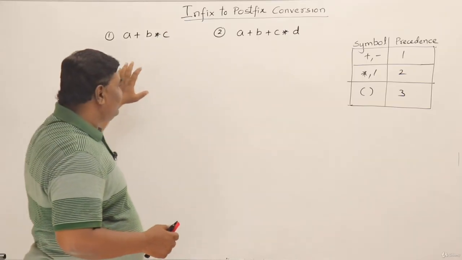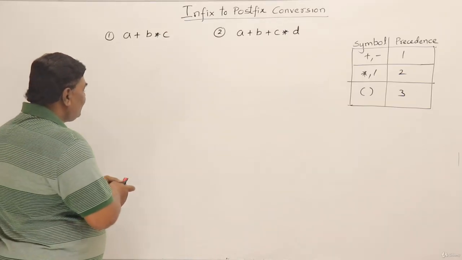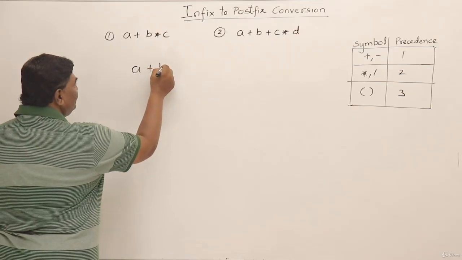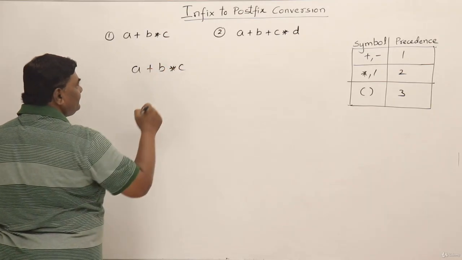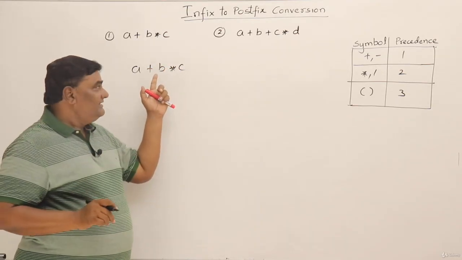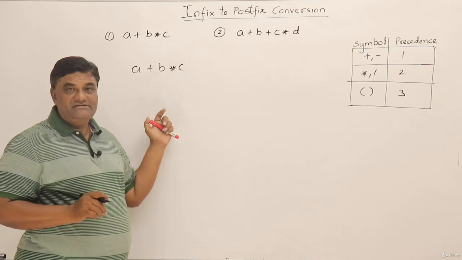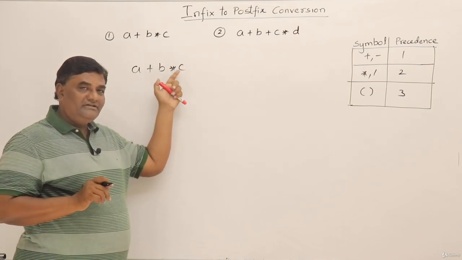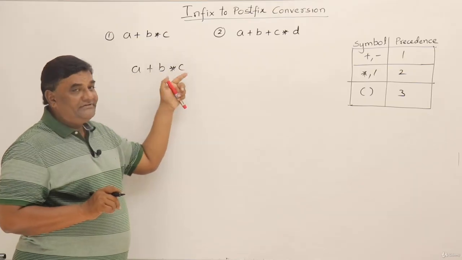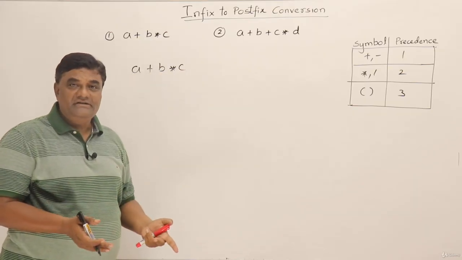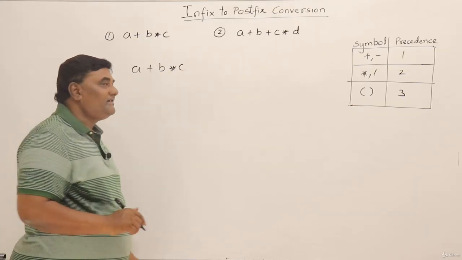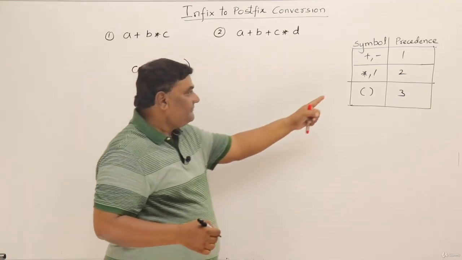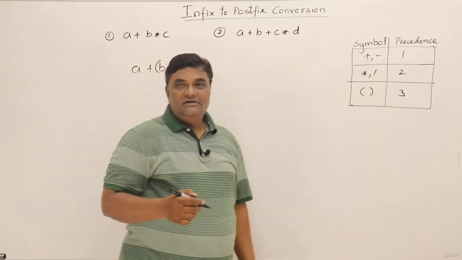So first I will parenthesize this one. Properly parenthesize this. See, A plus B into C. In this one, who has higher precedence? Multiplication. So this is multiplying what? B with C or A plus B with C? B with C obviously. So put that one first in the bracket, because multiplication has higher precedence.